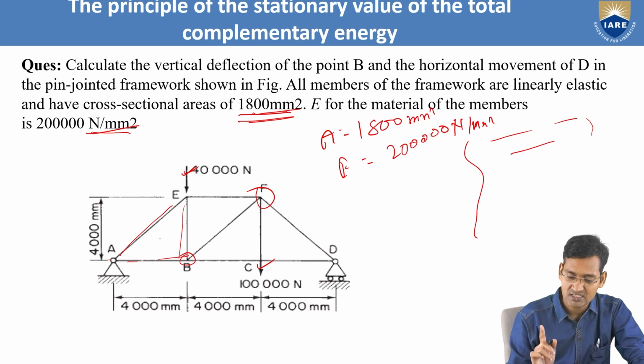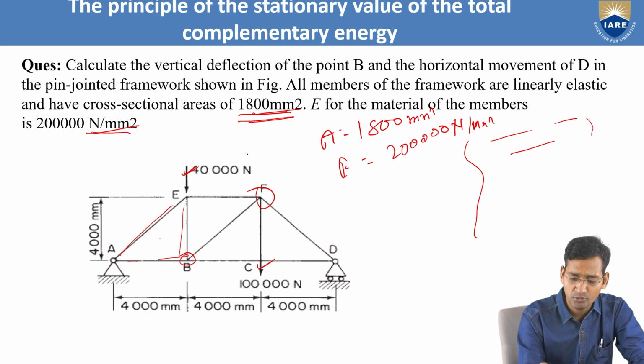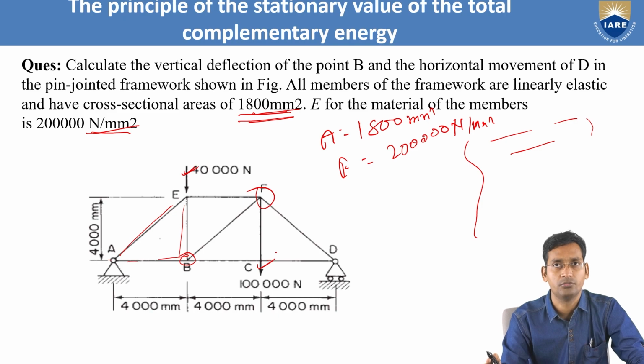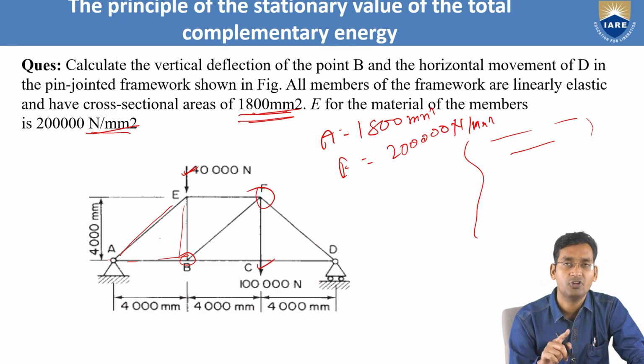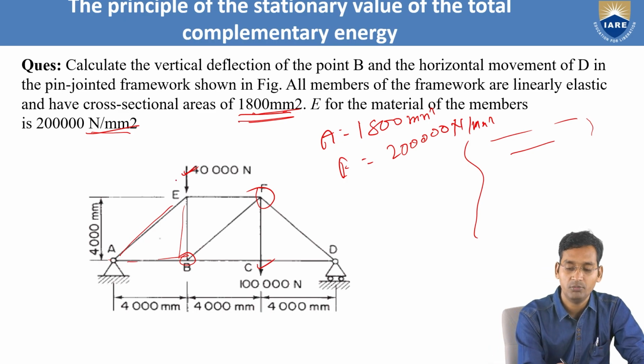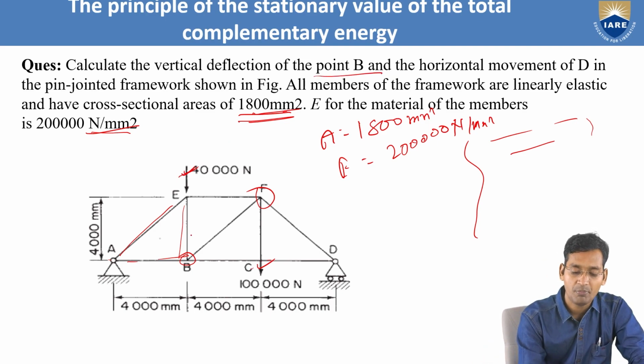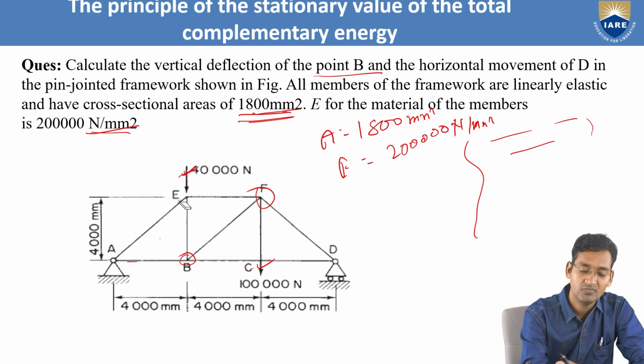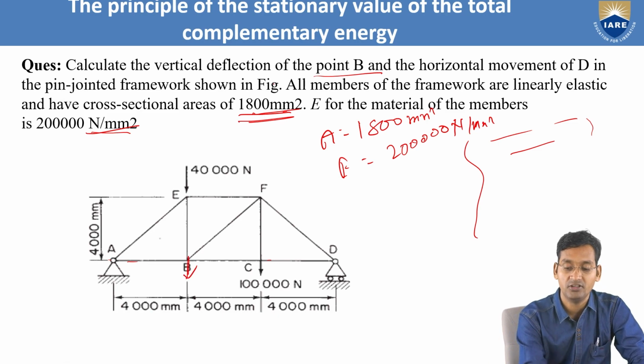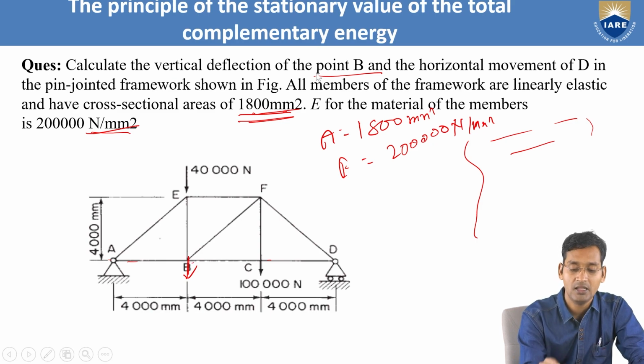Now for solving, what is the first step? We will remove all the acting forces, and we will apply one fixed force at the point where we have to find the deflection. So after removing the forces, the first question is that at B you have to find the deflection. So just remove those forces and apply one fixed or dummy load here. That's why it's given: find the vertical deflection, vertically downward, at point B.